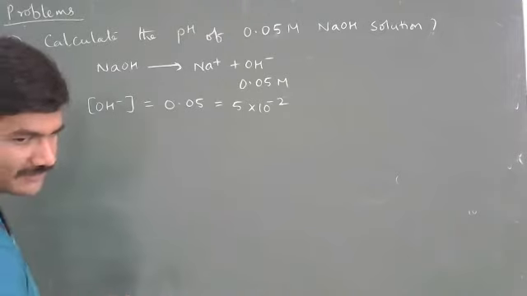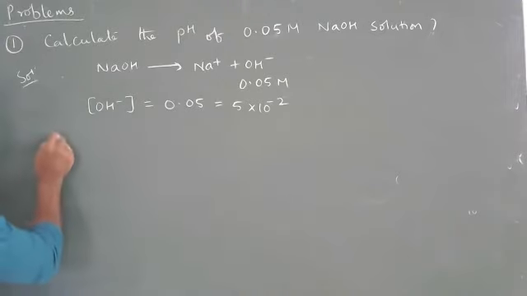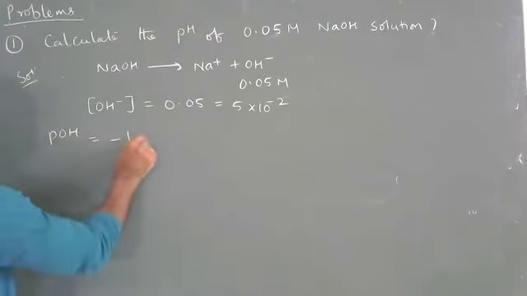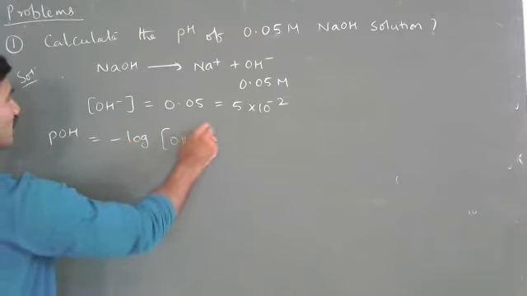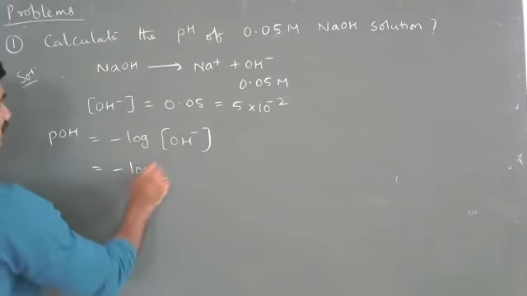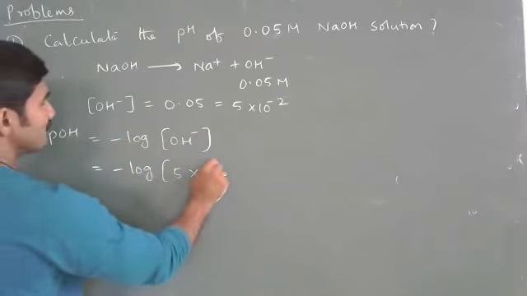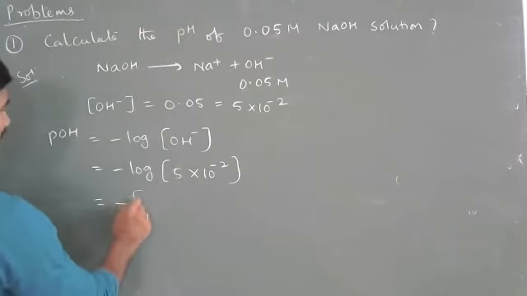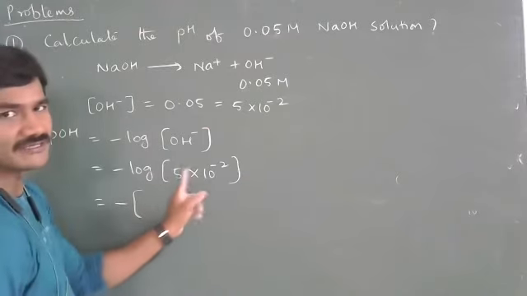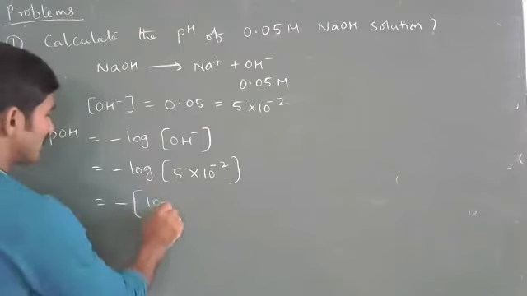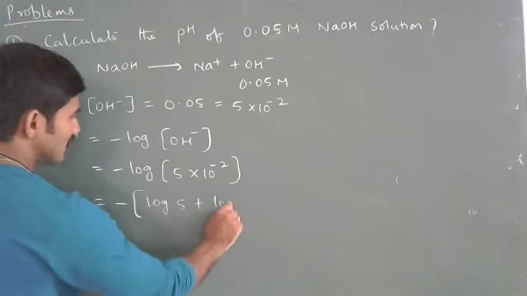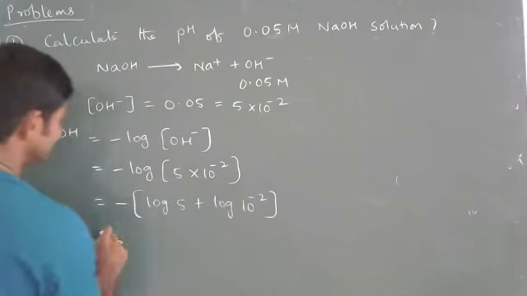pH is 2.69. Let us see. So first find out pOH. Negative logarithm of OH minus. So negative logarithm of 5 into 10 power minus 2. So minus log A into B, log A plus log B, log 5 plus log 10 power minus 2.